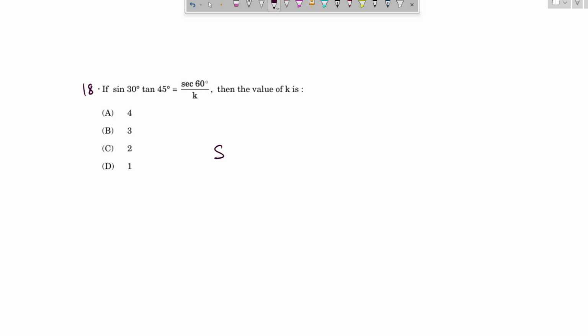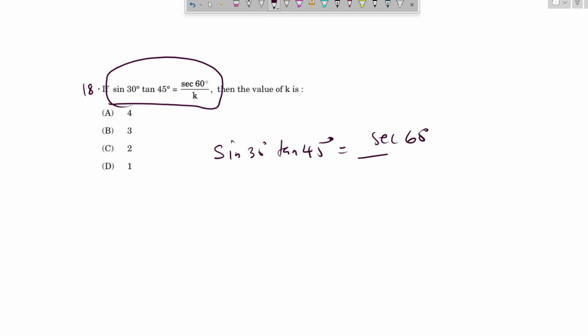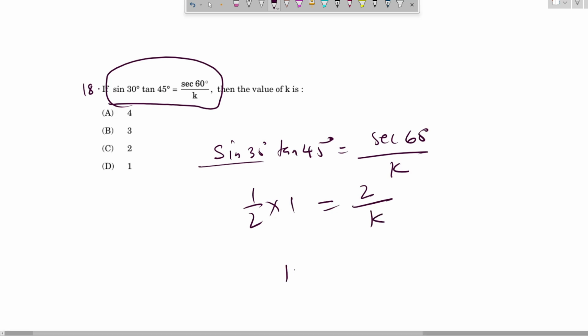Now question number 18. Here they have given sin 30 degree into tan 45 degree is equal to secant 60 degree by k. You need to find out the k value. Sin 30 degree value is equal to 1 by 2. Tan 45 is 1. Secant 60 degree is 2, so 2 by k. So you got k is equal to 4. Option A is correct.